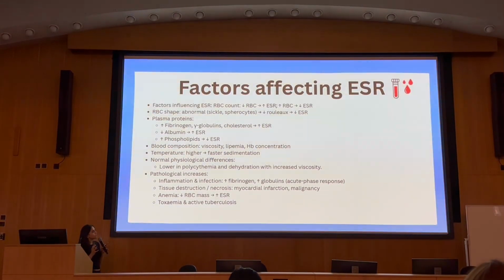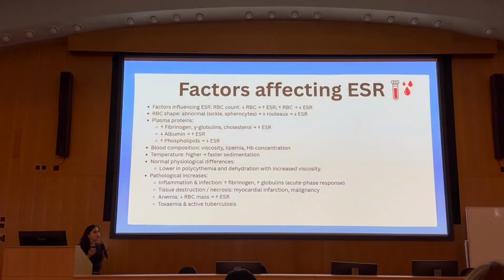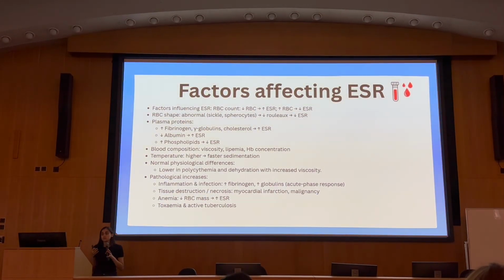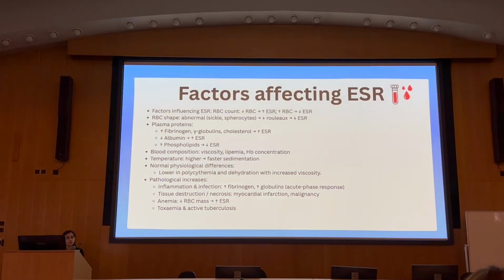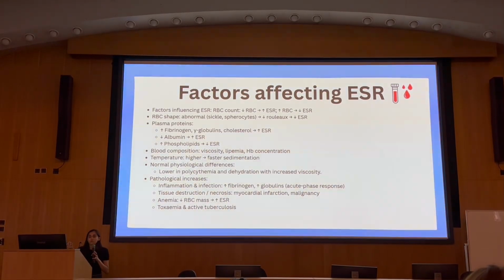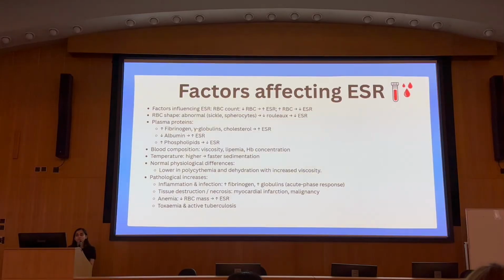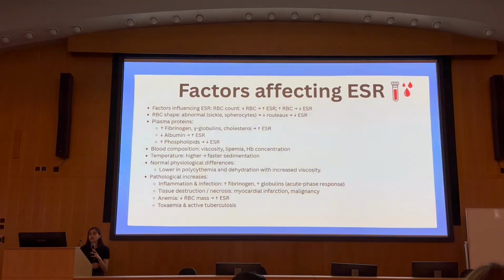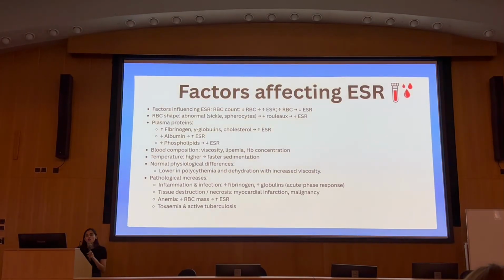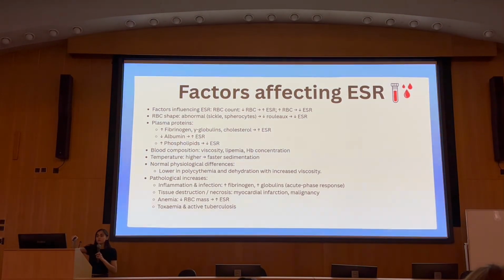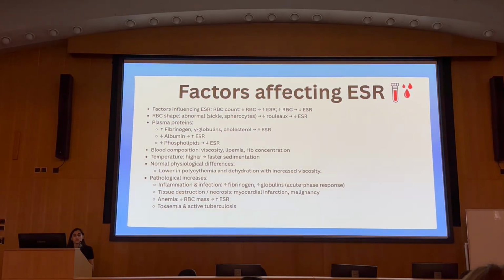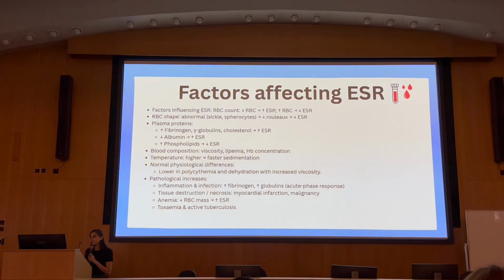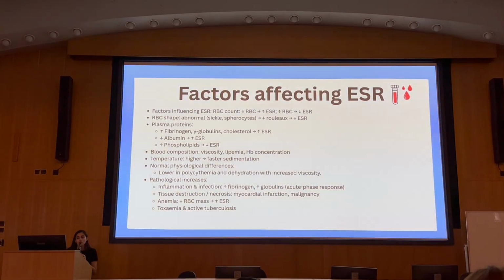Then plasma proteins. Okay, so as I explained in the roller formation, we know that the plasma proteins must be positively charged for it to happen. If they're negatively charged, then it's not going to happen. And albumin is one of them. It's famously negatively charged, and if albumin is high, then the ESR would be low, and vice versa. So albumin is a plasma protein, and if it increases, your ESR is going to decrease. Phospholipids, again, it's the same thing.